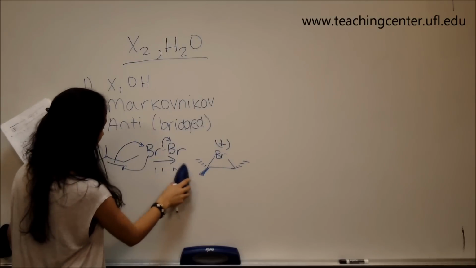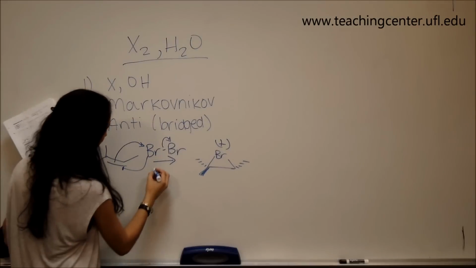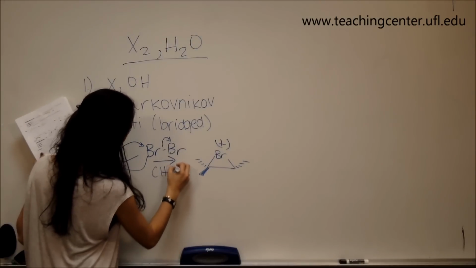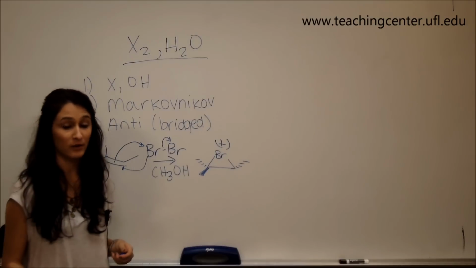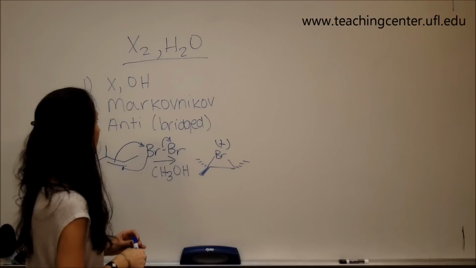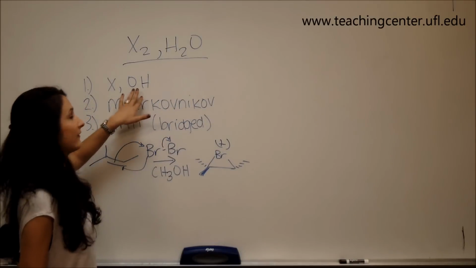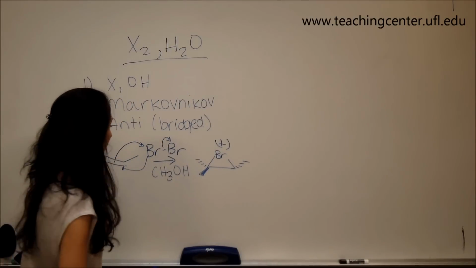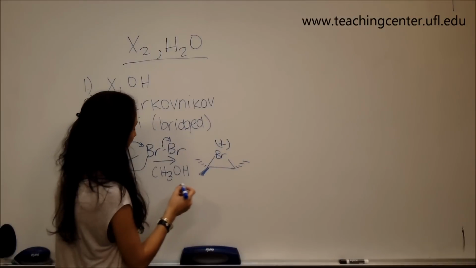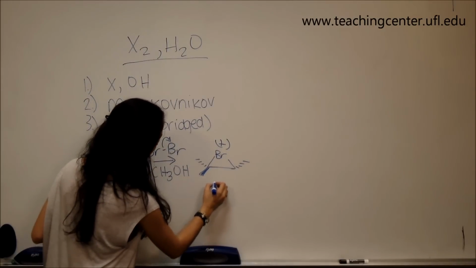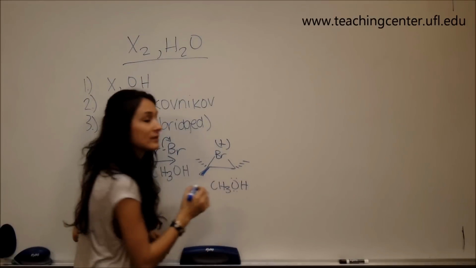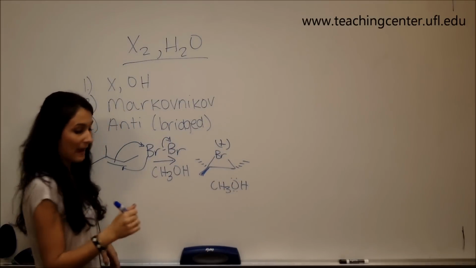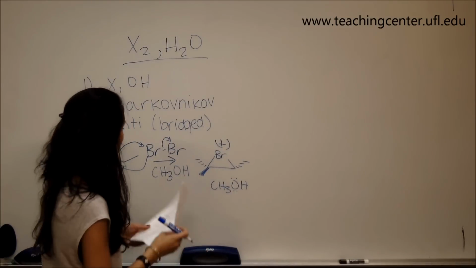Oh, I'm going to make this a little bit different. I'm going to make this CH3OH. So that's called methanol. All right, so it doesn't have to be H2O, but you have to have an OH group that you can add. Okay, so if you had methanol, then the next thing you would do is take this CH3OH, and you would use the electrons that are on the oxygen to attack the more substituted carbon.